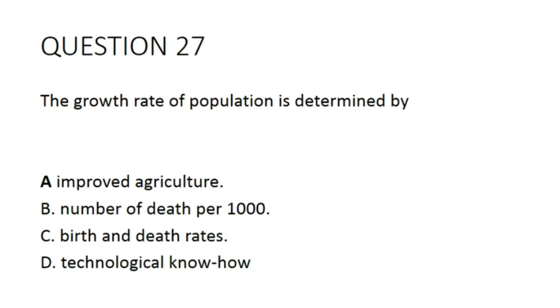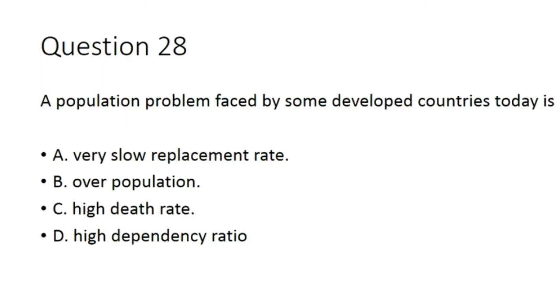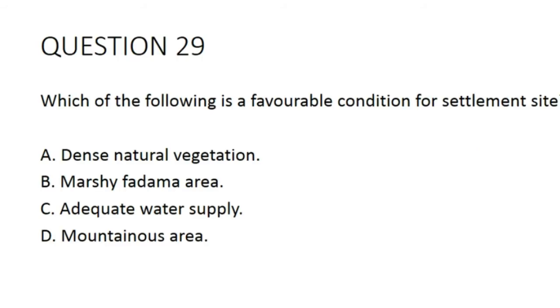Birth and death rate. 28. A population problem faced by some developed countries today is A. Very slow replacement rate, B. Overpopulation, C. High death rate, D. High dependency ratio. The correct option is high dependency ratio, which is option D. 29. Which of the following is a favorable condition for settlement sites? A. Dense natural vegetation, B. Marshy Fadama area, C.